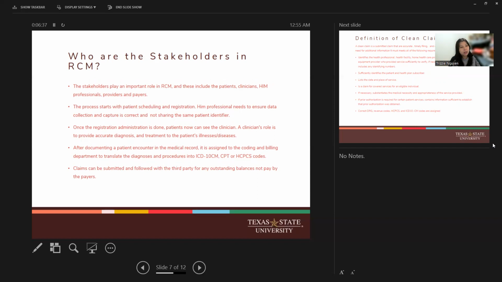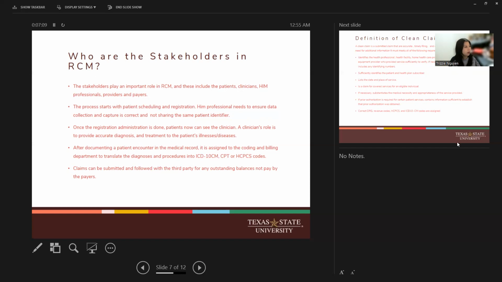payers. The process starts where the patient gets scheduled and registered in the system, and then the HIM professional needs to ensure data collection and capture is correct and that patients are not sharing the same patient identifiers. Once the registration and admission is done, the patient can now see the clinician. The clinician's role is to provide accurate diagnosis and treatment for the patient's illnesses and diseases.